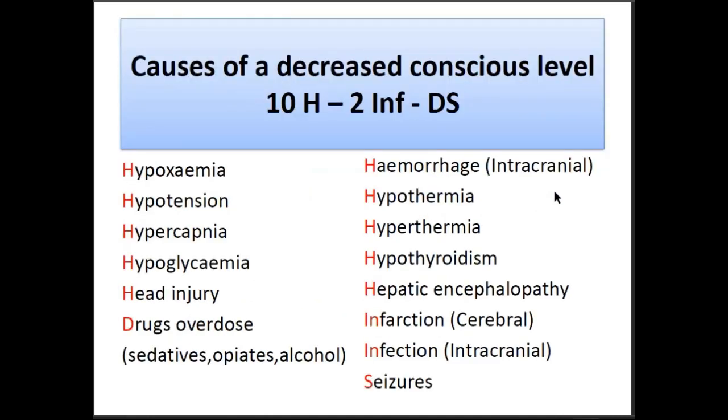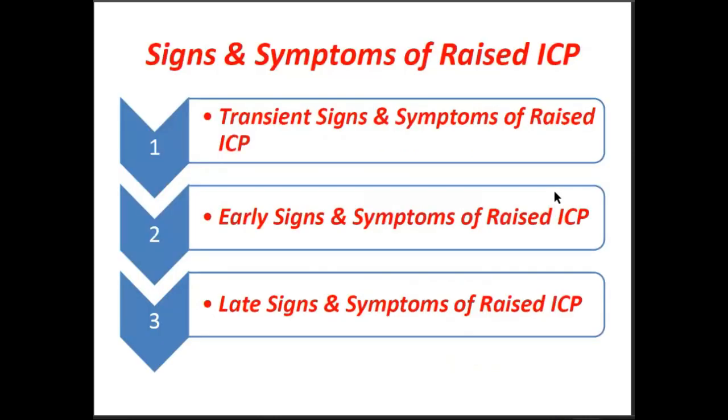Okay. So causes of decreased consciousness. Very, very important. No, some of them, but be aware in the exam they might come. So hypoxia, hypotension, hypercapnia, drugs, seizures, infection, infarctions, strokes, etc. Metabolic is one big one.